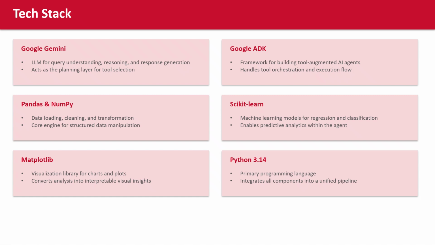Scikit-learn is a machine learning library that uses regression and classification, from where you can call random forest and linear regression that we are using. Matplotlib is for the plots that we have given access to, and this is all done on the Python 3.14 programming language.